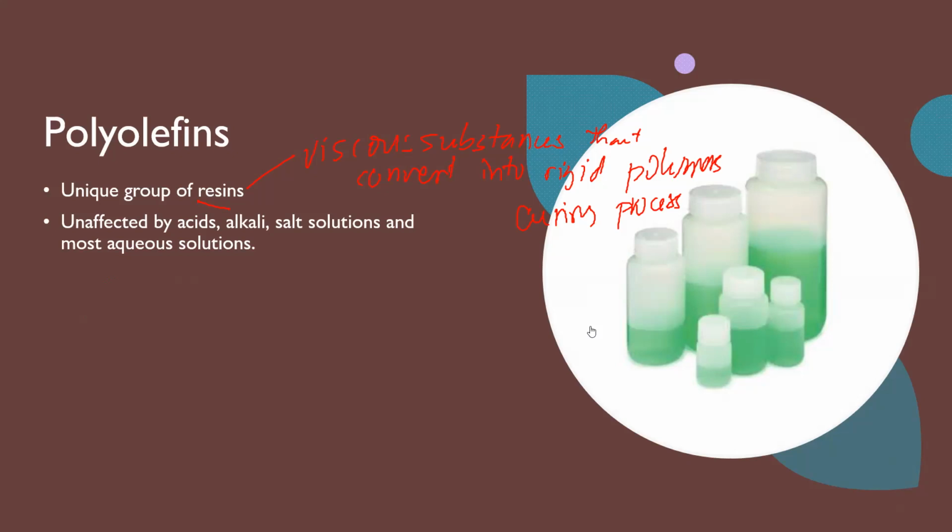Polyolefins are unaffected by acids, alkalines, salt solutions, and most aqueous solutions. In other words, they can be used with all substances regardless of their acidity or basicity level. The picture shown in this slide is an example of polyolefin plasticware. Now, there are two types of polyolefins. Number one is polyethylene, and we have polypropylene.